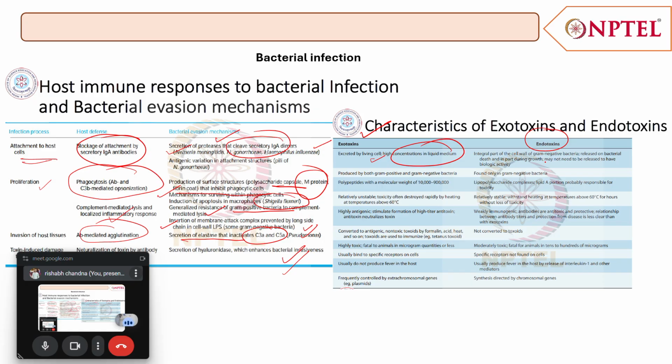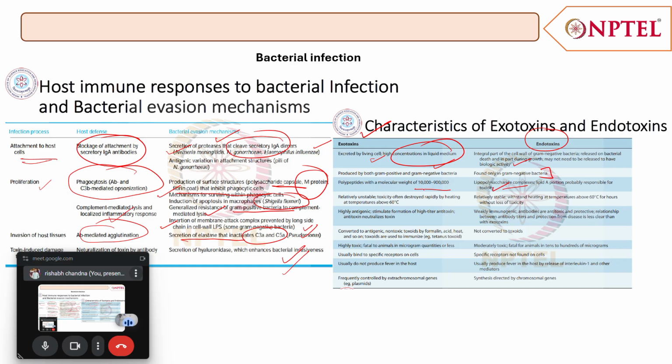In gram-negative bacteria, these are released on bacterial death and in part during growth. They may not need to be released to have biologic activity. The exotoxins are released by both gram-positive and gram-negative bacteria, but endotoxins are only found in gram-negative bacteria. The exotoxins are polypeptides with a molecular weight of 10 kilodaltons to 900 kilodaltons, while the endotoxins are generally lipopolysaccharide complexes, with the lipid portion probably responsible for the toxicity.